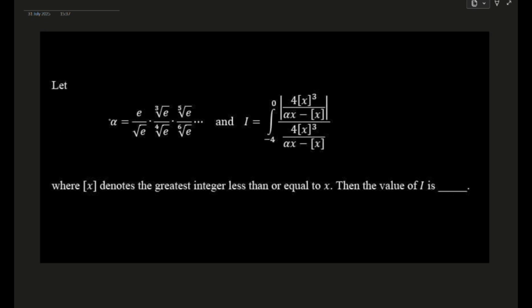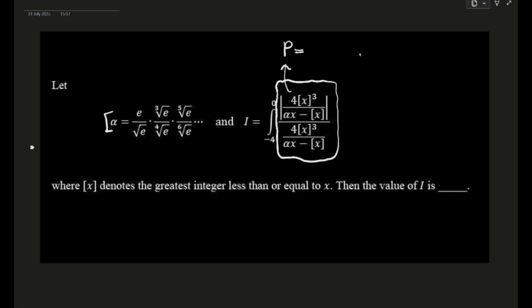There is one expression alpha which is given to be equal to e by root e into e power 1 by 3 by e power 1 by 4, like that. This is a very standard expression actually, we will see. And I is equal to the integral from minus 4 to 0 of this thing. I am writing this before only, so that we have no confusion. I am taking this complete expression to be p.